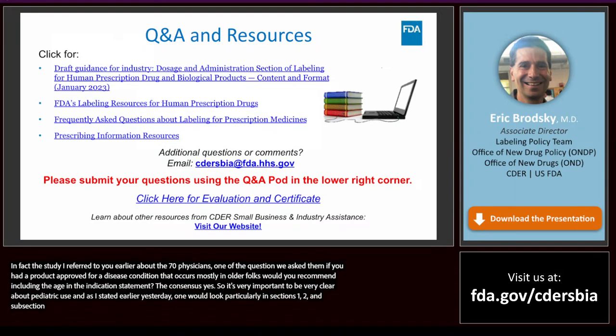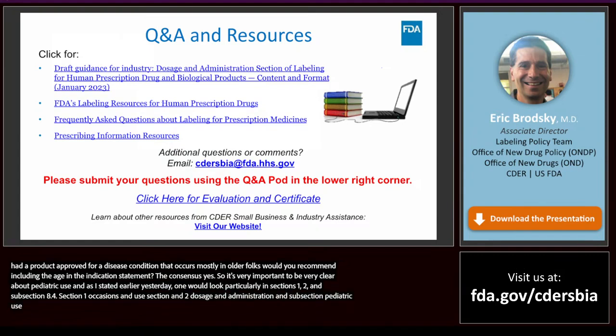Section 1, indications and usage section. Section 2, dosage and administration section. And subsection 8.4, pediatric use subsection, to ensure you have consistent pediatric use information.